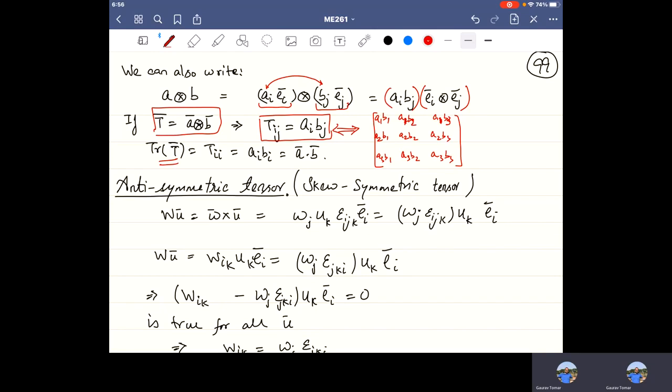The trace of this, Tii, is Ai Bi, which is nothing but A dot B. A1 B1 plus A2 B2 plus A3 B3 is Ai Bi, which is A dot B.